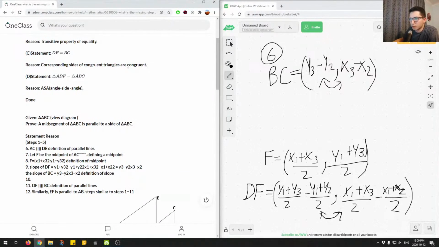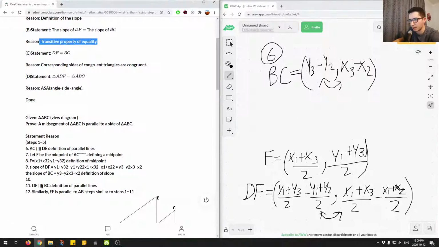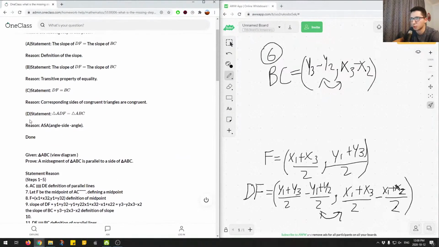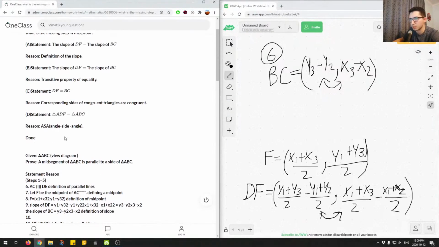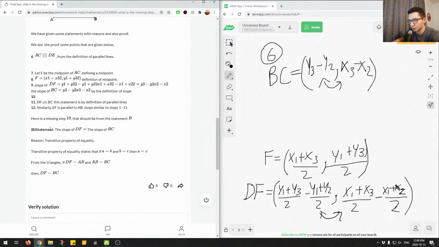Corresponding sides of congruent triangles are congruent. It's not really what the solution is getting at. And angle side angle, we don't really discuss angles here. It's more the transitive property of equality that we look at between step 9 and 11 to get that DF is equal to BC. So the proof is a little bit off, but the correct answer according to this proof is statement B. So the junior tutor goes through this correctly to an extent to get statement B.